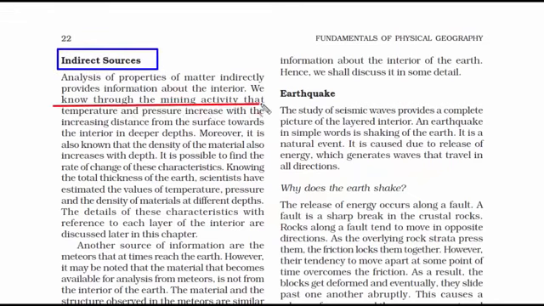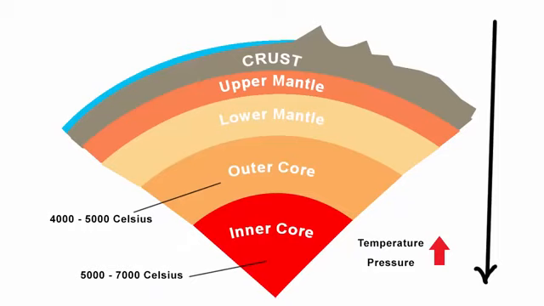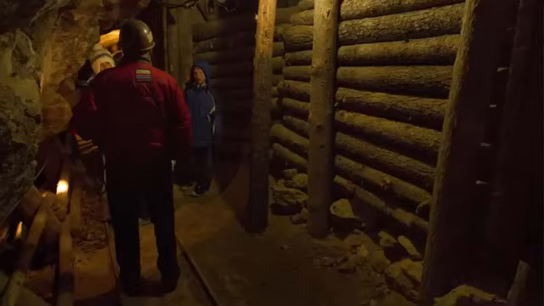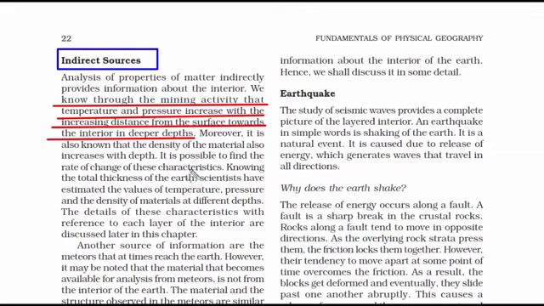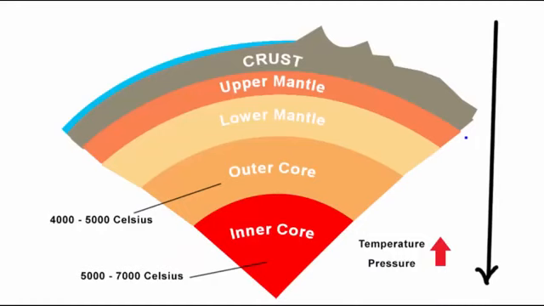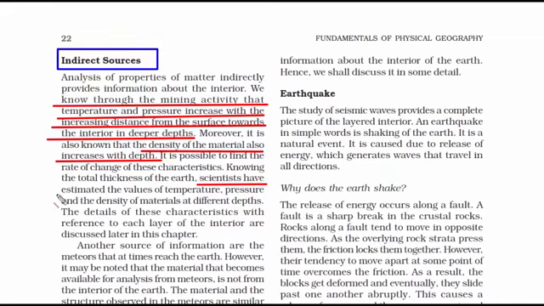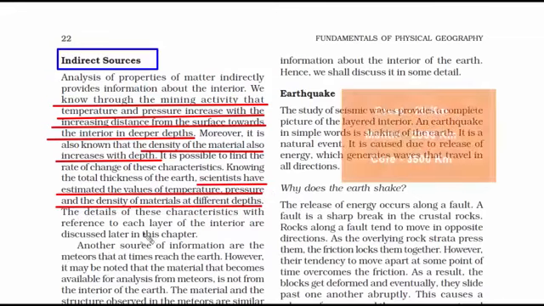So the temperature and pressure increase as we go from the surface towards the interior, to deeper depths. Now this information was observed through mining activities. Another very important piece of information we know is that the density of the material also increases with depth. Now that we have all these facts, scientists have developed an estimation as to what the temperature, pressure and density of each layer will be with respect to the total thickness of the Earth.